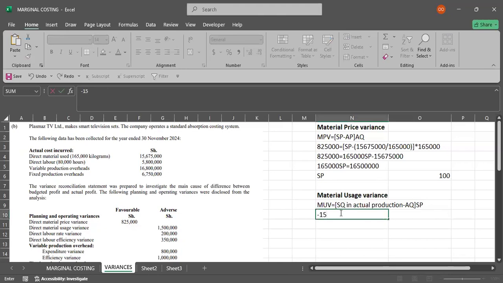A negative of 1,500,000 is equal to, open your bracket, standard quantity in actual production. We do not have that standard quantity in actual production. Then we less actual quantity. Do we have actual quantity? Yes, we have actual quantity of direct material used. That is 165,000.